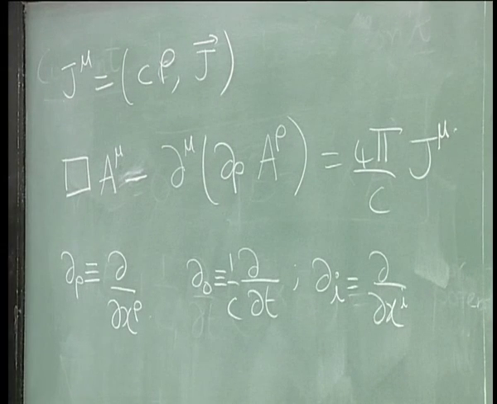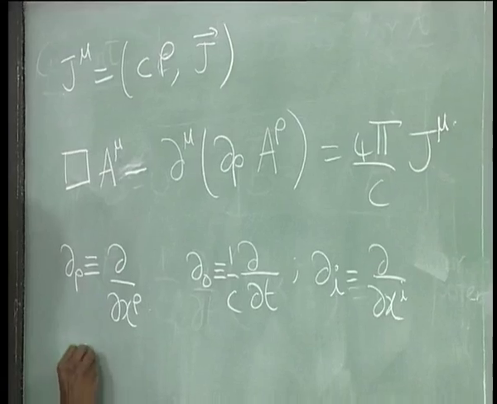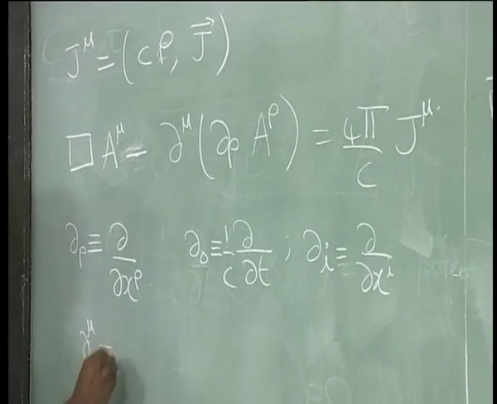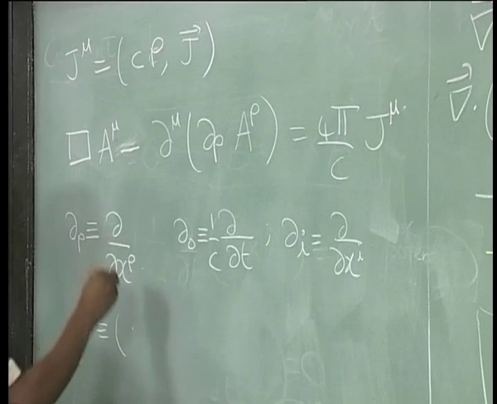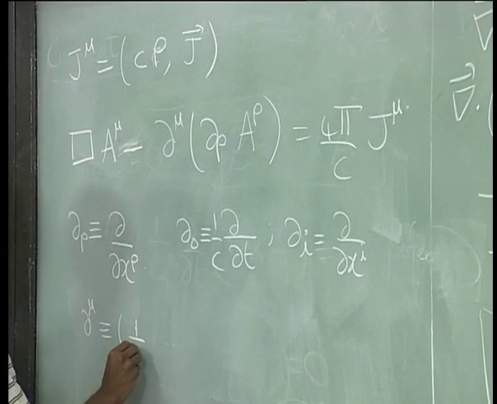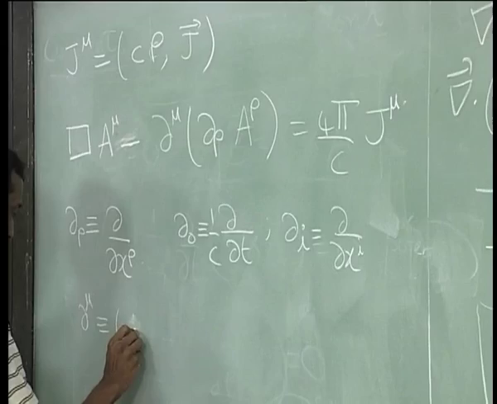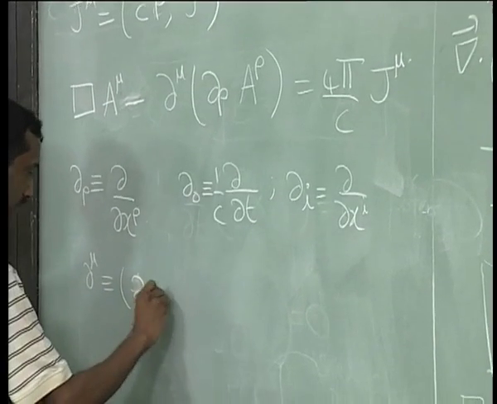But the upper mu has a sign problem, it is not a problem, but it has a sign difference, and in our notation it will go like 1 by c. So, we will just write this as d0 and minus del.